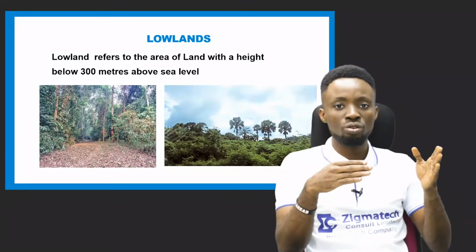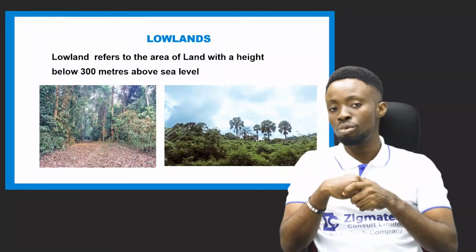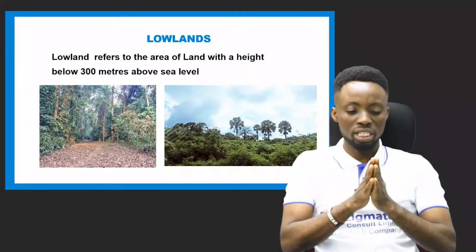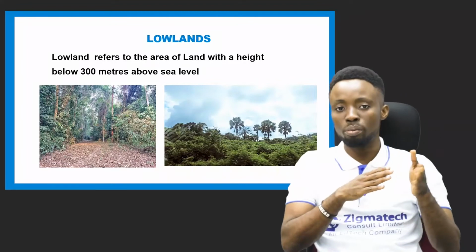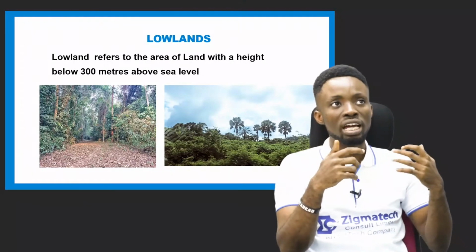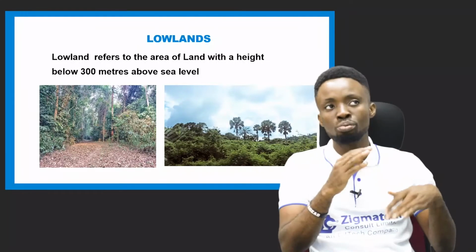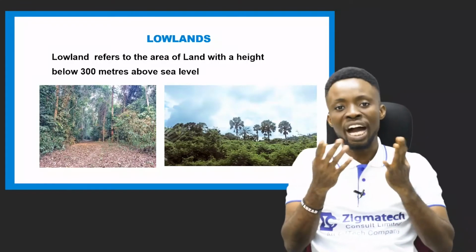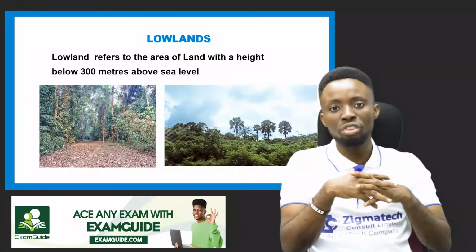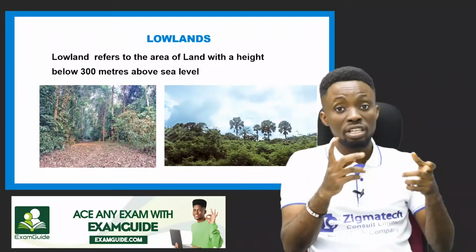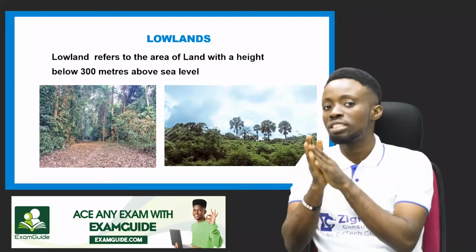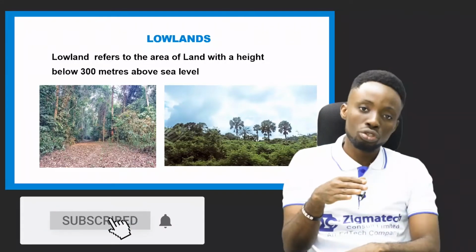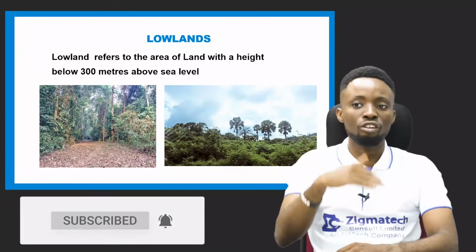Now, let's go over to the next type of landform, which is called the lowland. So, basically, if you look at the mountains and the plateaus, they are actually highland areas. They actually extend beyond 300 meters from the sea level. Now, any height that is way above 300 meters from the sea level is actually a highland. But lowlands are seen as a land area that does not exceed 300 meters from the sea level.